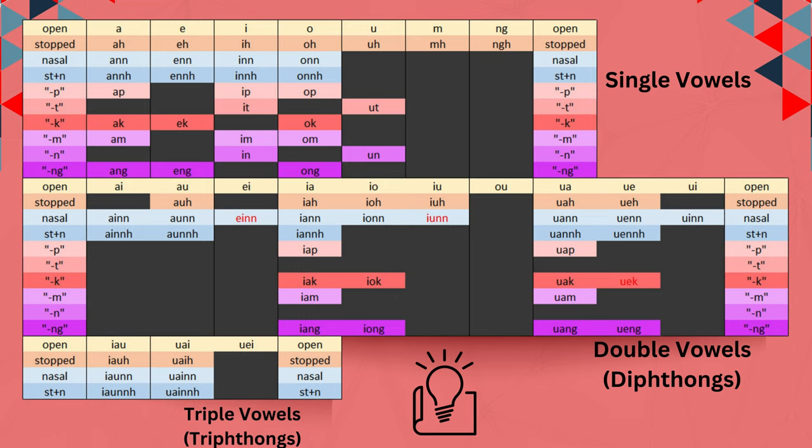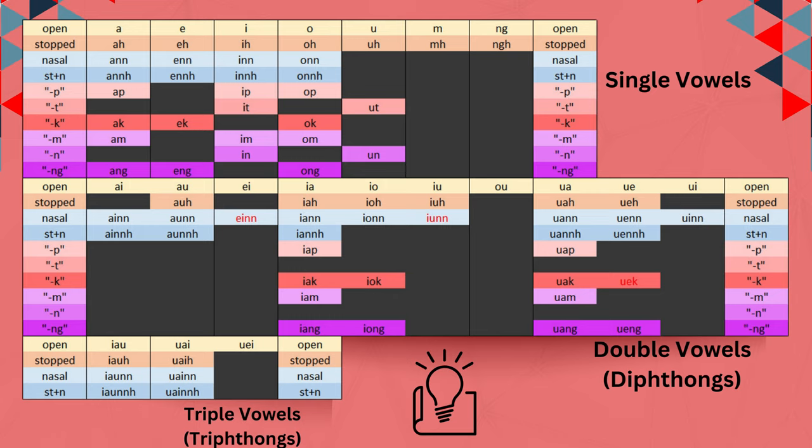The second chart shows double vowels, or diphthongs. The base forms are i, au, a, ya, yo, u, o, wa, we, and we. Some of these have nasal forms, and some of these can be combined with a variety of stops or final consonants. The stopped forms are au, ya, yo, u, wa, we.